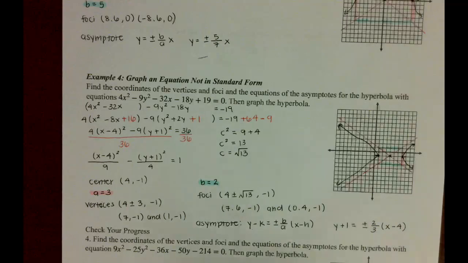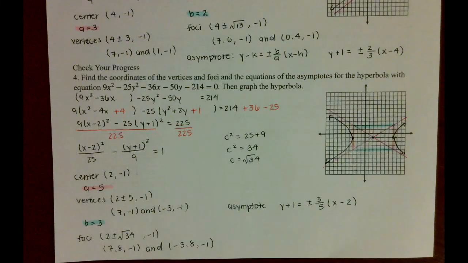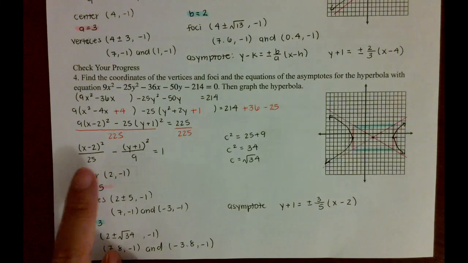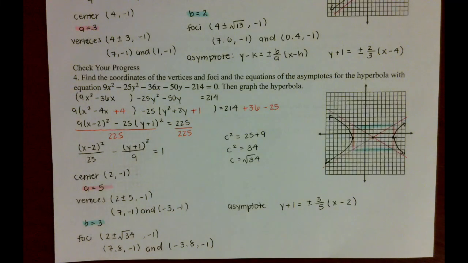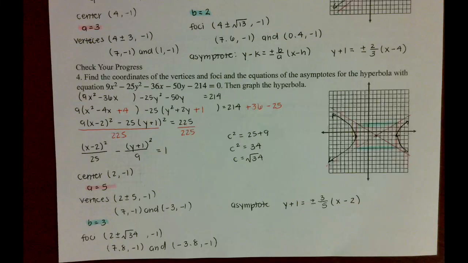There you go. Okay, so why don't you try CYP4, and then once you're done, come check your answer. Okay, this is what you should have gotten. Once you completed the square and everything, you should have gotten x minus 2 squared over 25 minus y plus 1 squared over 9 equals 1. Okay. This is the work for completing the square, so pause it and take a look at that if that's the thing that's messing you up.